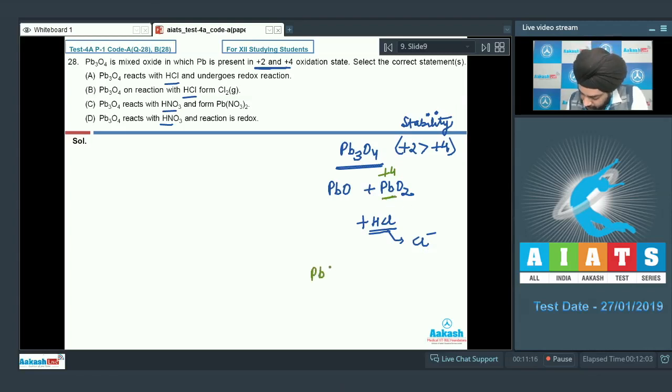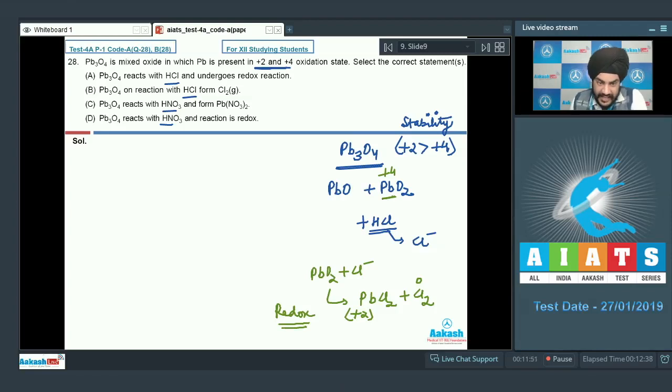So what will happen is, this PbO2 will accept electrons from Cl minus. So PbO2 plus Cl minus is going to form PbCl2. So the lead will be converted into +2. It will gain electrons which are donated by Cl minus ions, and the Cl will itself convert into Cl2, in which it has an oxidation state of 0. So the reaction of Pb3O4 with HCl is a redox reaction.